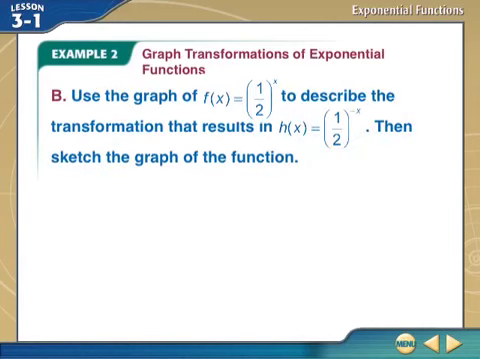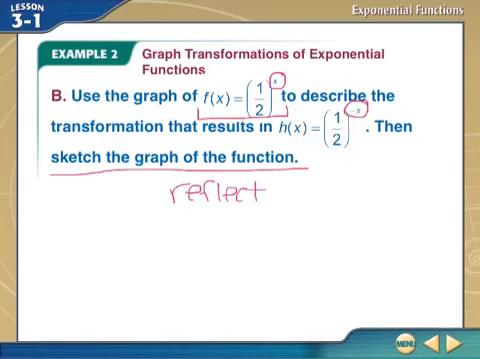Okay, in example 2 part B, we're asked to use the original function f of x equals 1/2 raised to the x to describe the transformation that results in h of x, which is 1 over 2 raised to the negative x. And then we're going to sketch the graph of the function. If you remember from chapter 1, when we change the sign on our independent variable, or x, that results in a reflection over the y-axis.